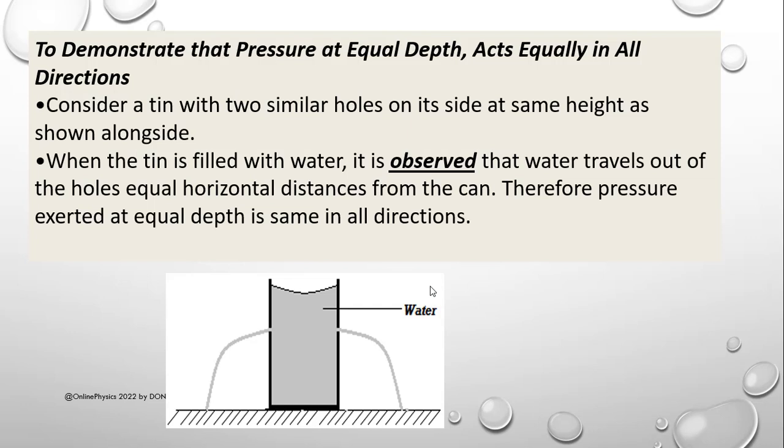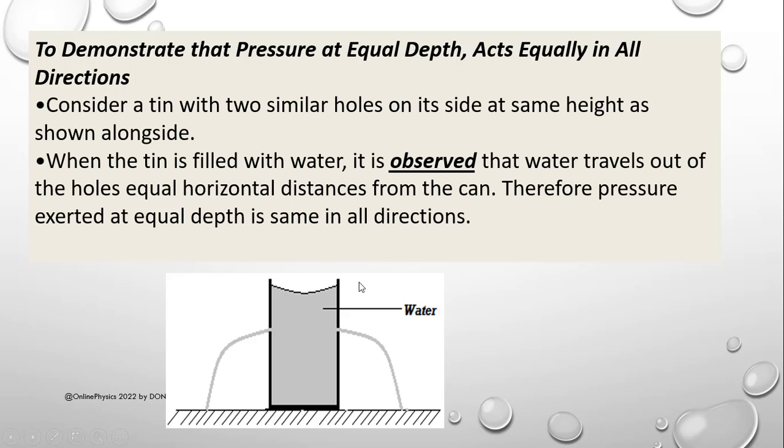Then we want to demonstrate that pressure at equal depth acts equally in all directions. In this case, we consider a tin with two similar holes on each side at the same height as shown alongside. When the tin is filled with water, it is observed that water travels out of the holes an equal horizontal distance from the can. Therefore, pressure exerted at equal depth is the same in all directions.